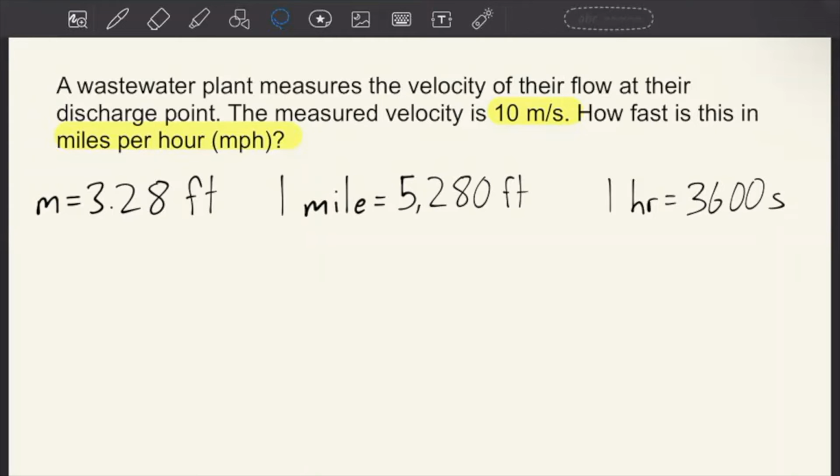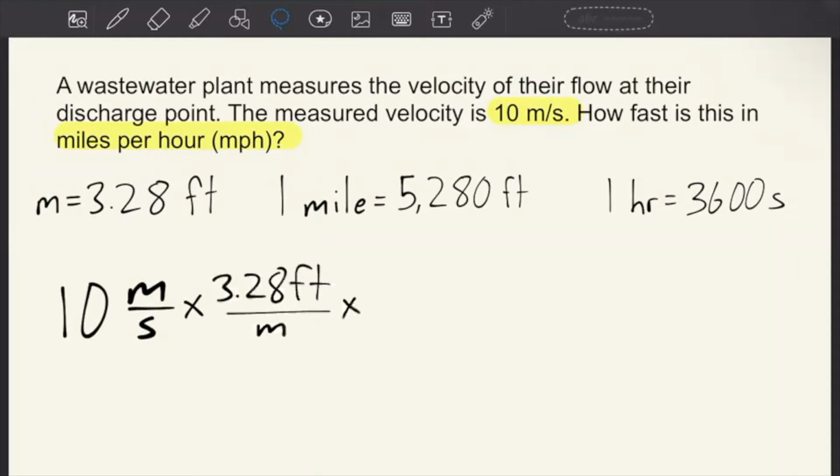Next, we're going to set up the equation so that the terms are aligned horizontally. So first we have our given units, 10 meters per second, which we multiply by 3.28 feet over a meter, and the meter will go in the bottom part of our fraction in this one because it is the numerator on the first one.